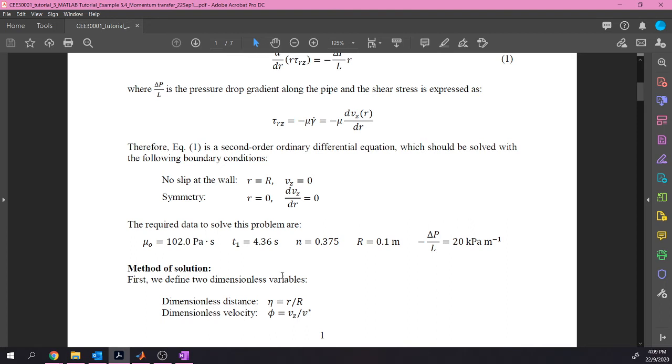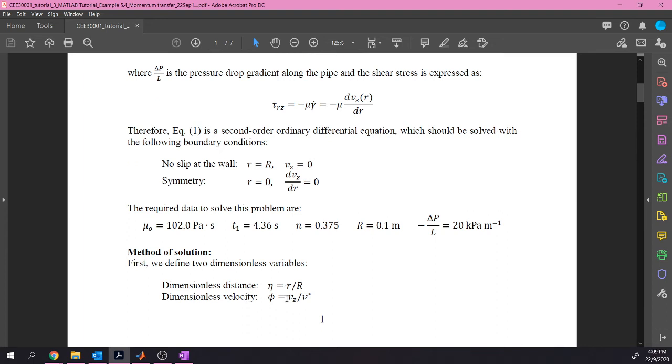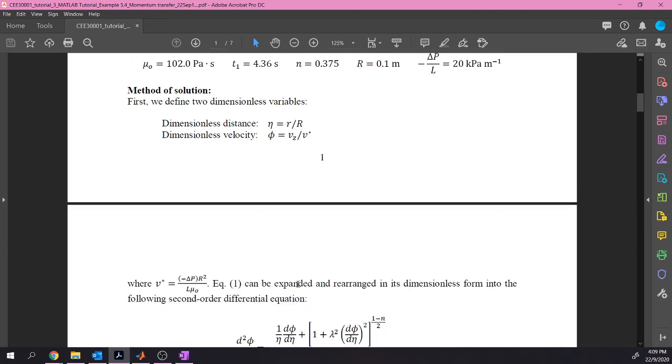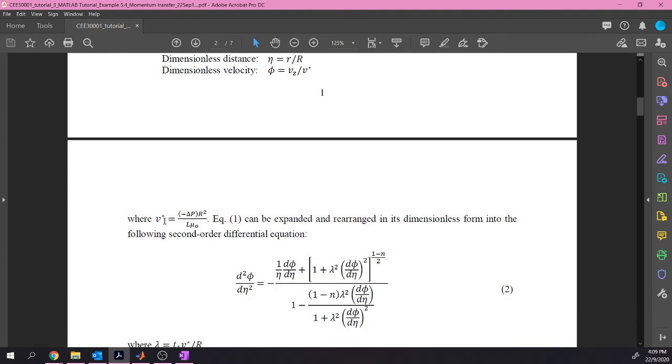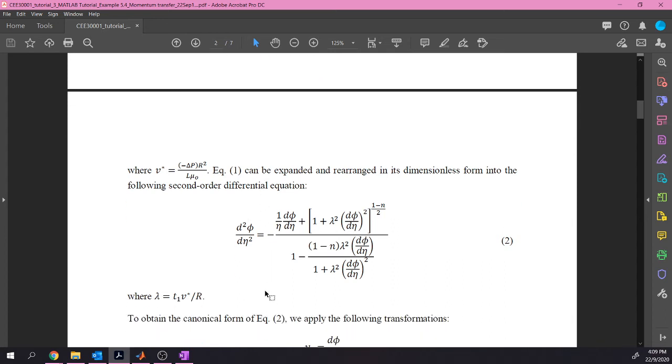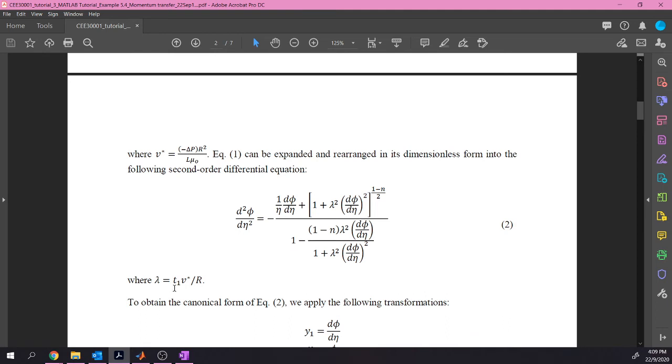Okay, so first we have to define two dimensionless variables. One is a dimensionless distance and another one is a dimensionless velocity. So where v star is equal to this. So equation 1 can be expanded and rearranged in its dimensionless form into the following second order differential equation here, where lambda equals T1 V star divided by R.